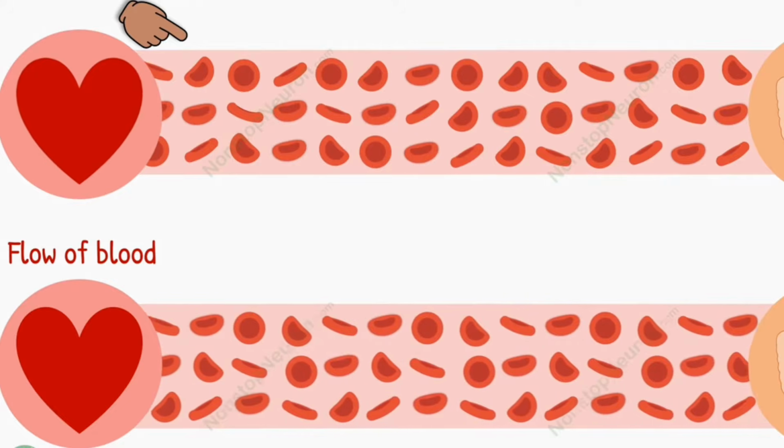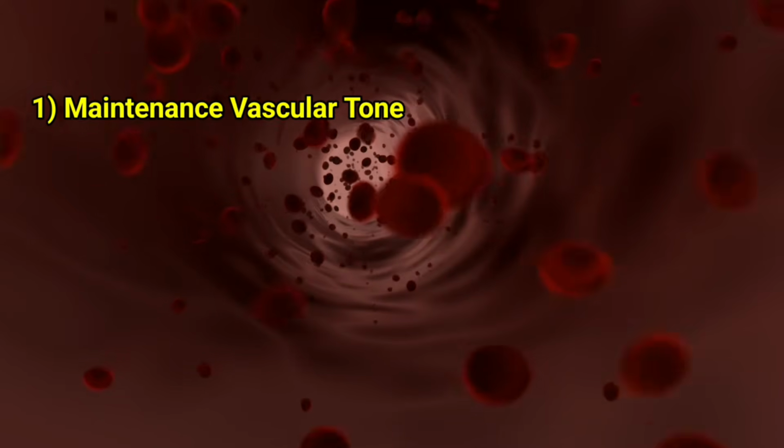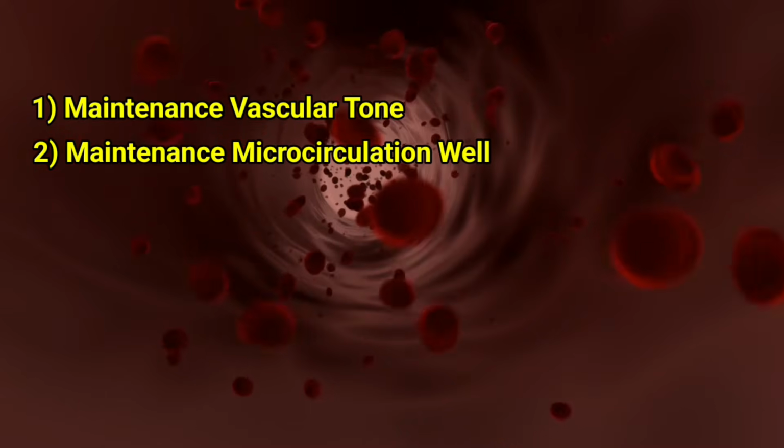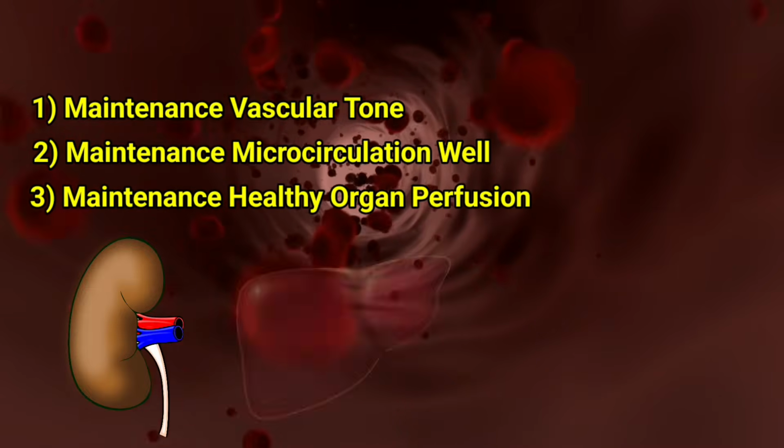There are many roles of this pulsatility. This stimulates the inner lining of the arteries, the endothelium, to release nitric oxide, which maintains vascular tone. Also, the pulsatility maintains microcirculation by ensuring capillaries open and close dynamically. Pulsatile flow maintains healthy organ perfusion, especially in the kidney, liver, and brain.